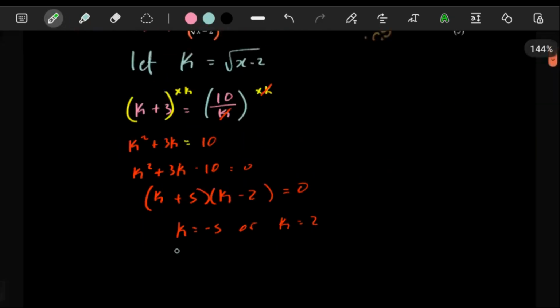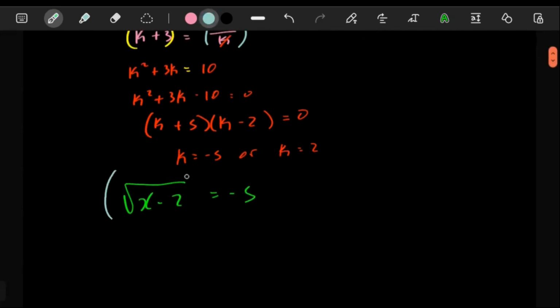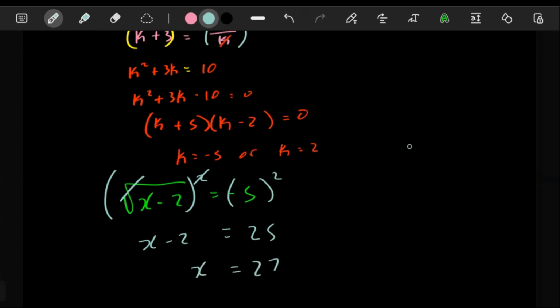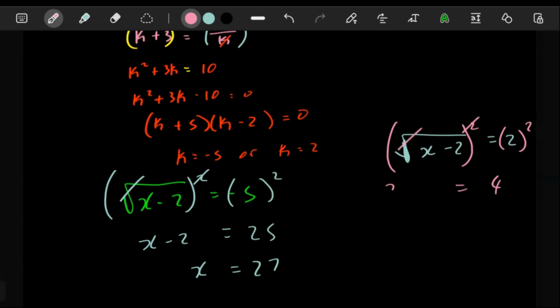Now here we can say, because we know k is square root of x minus 2, right? So this is equal to negative 5. To solve for x here, we can just square this side and square this side. This is going to give us a positive 25. This cancels that x minus 2. The 2 goes to the other side, it becomes a positive 27. For this one, square root of x minus 2 is equal to 2. If you square both sides, you're going to have 4 equal to x minus 2. And then here x is equal to 6.